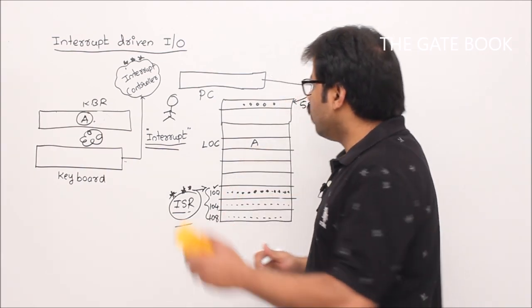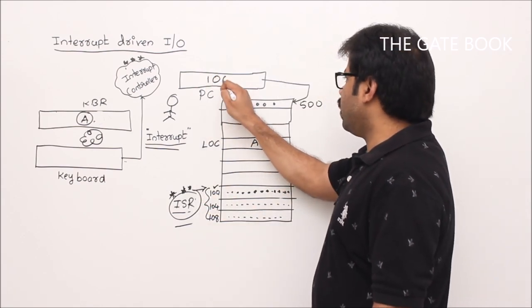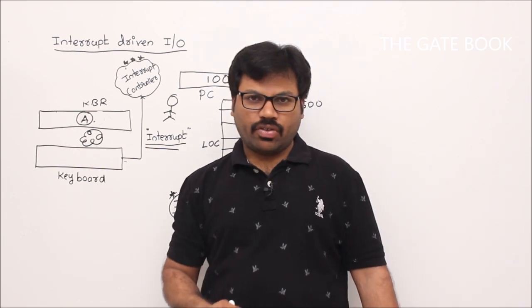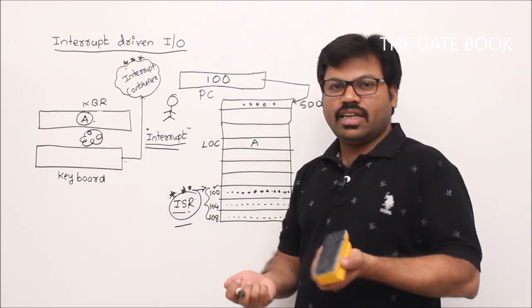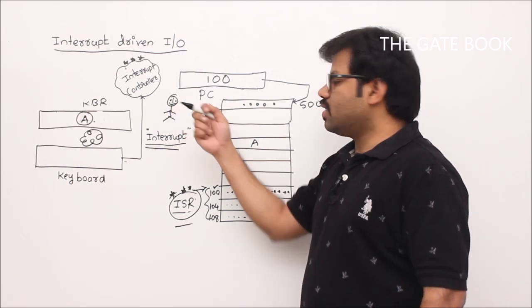What is that work? First important work: the starting address of the interrupt service routine will be loaded. That is one very important step. That is what really happens, and that is done. Now your processor is just blind, it doesn't know anything.